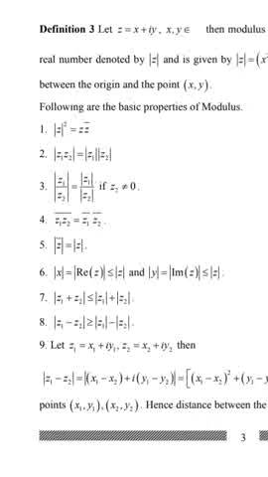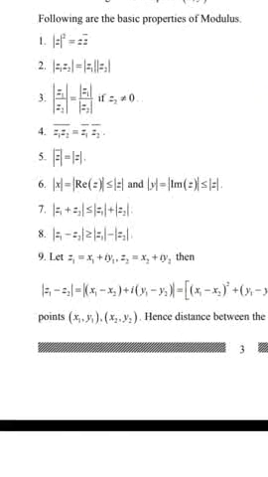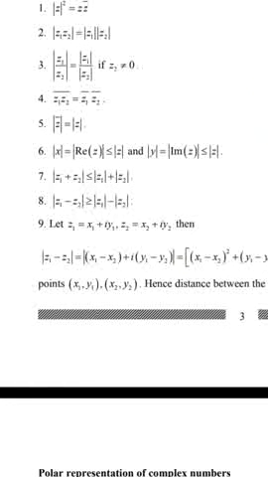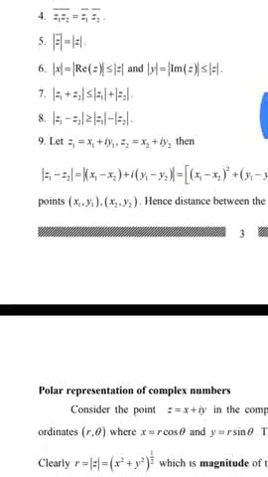Modulus of x, that is modulus of real part of z, is less than or equal to modulus of z, and modulus of y, that is modulus of imaginary part of z, is less than or equal to modulus of z. Modulus of z1 plus z2 is less than or equal to modulus of z1 plus modulus of z2. Modulus of z1 minus z2 is less than or equal to modulus of z1 plus modulus of z2. Modulus of z1 minus z2 is greater than or equal to modulus of z1 minus modulus of z2.